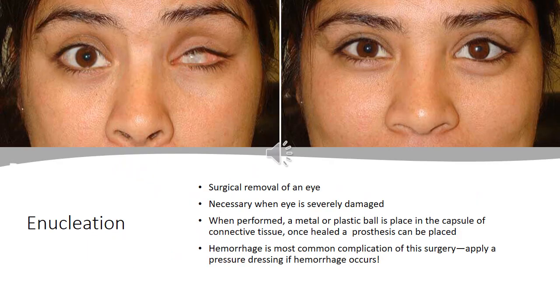Enucleation is when the eye is severely damaged and the eye may have to be surgically removed. Just like any other surgery, there's a risk for bleeding or hemorrhage postoperatively, so be very diligent in your postoperative care for this patient.